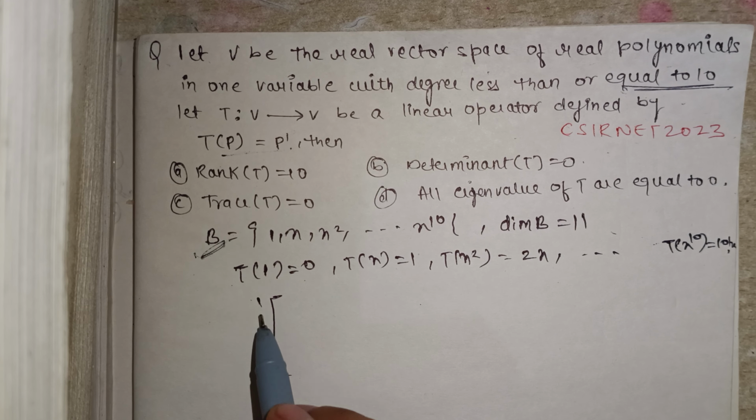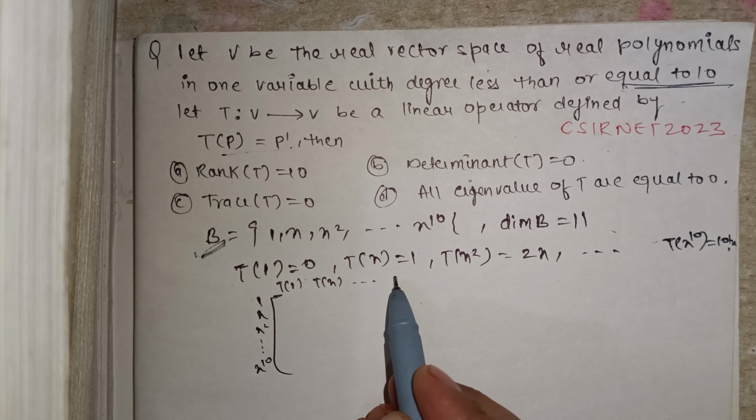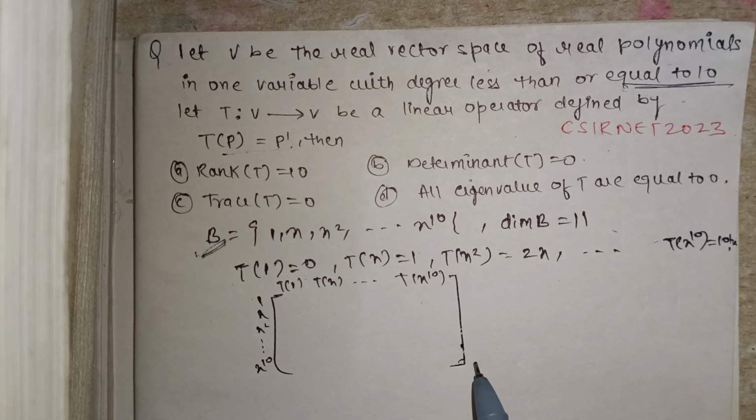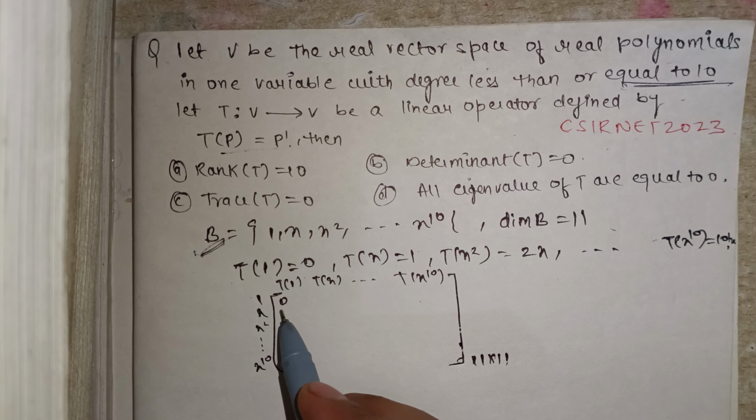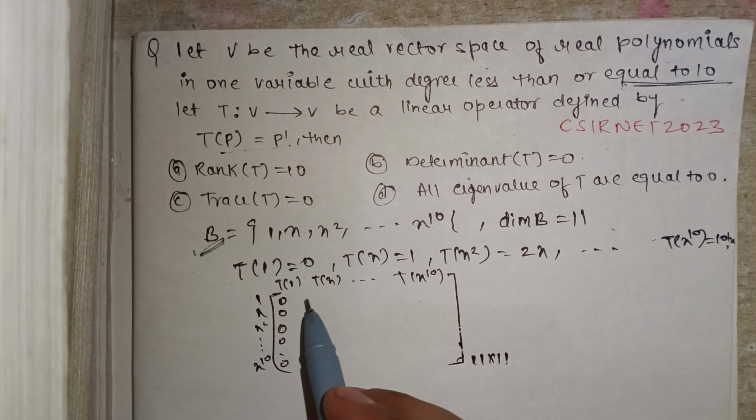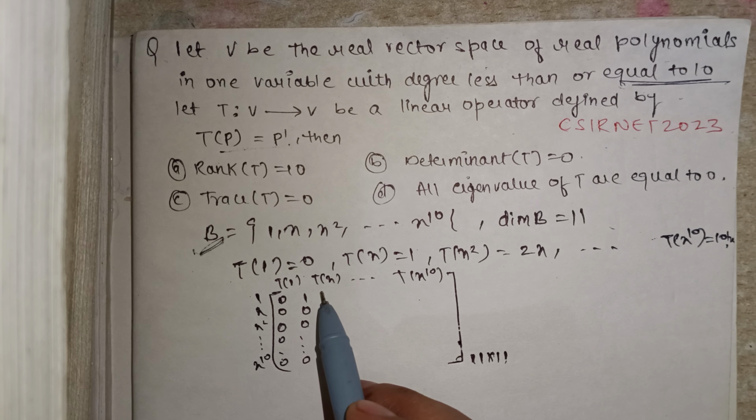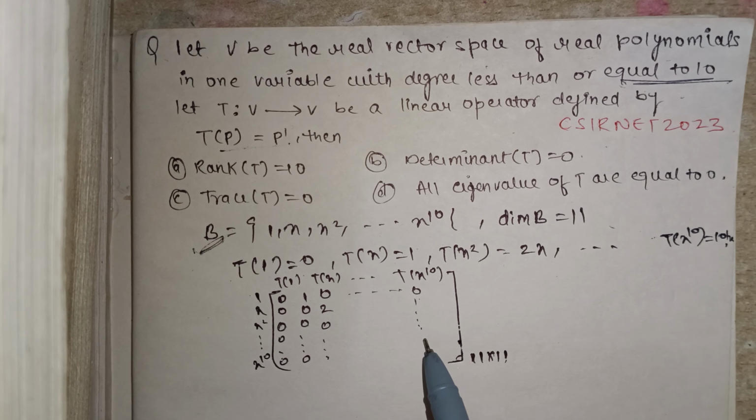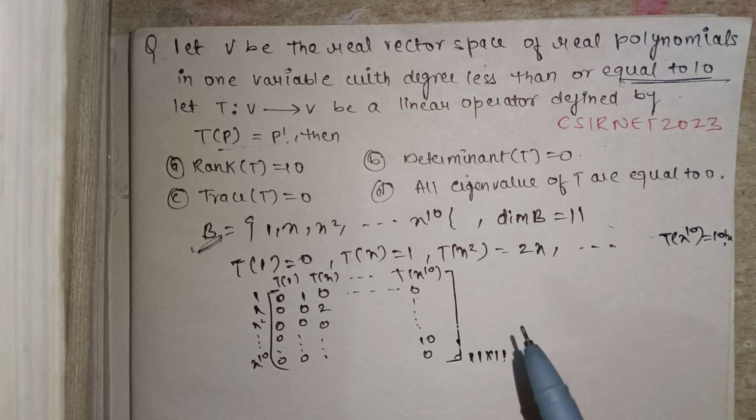So what matrix did we get? First here 1, x, x square and so on, x to the power 10, and T of 1, T of x and so on, T of x to the power 10. This matrix is of order 11 cross 11. So the first row is 0, next 1 0 0 and so on 0, next 0 2 0 0, and like this 0 0 0, and here 10 and 0. So this is the matrix we formed.